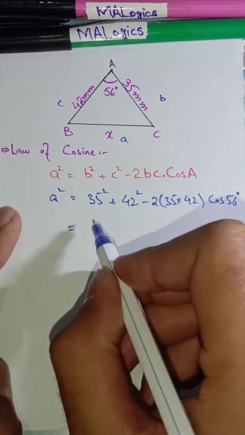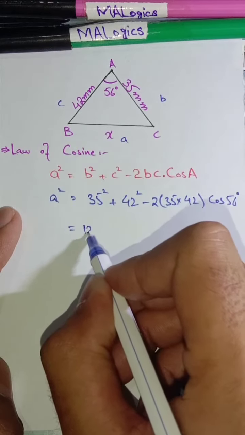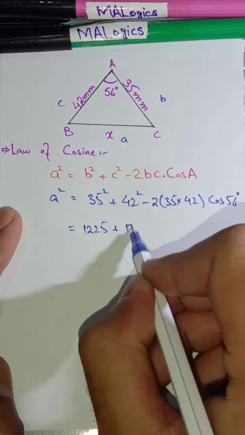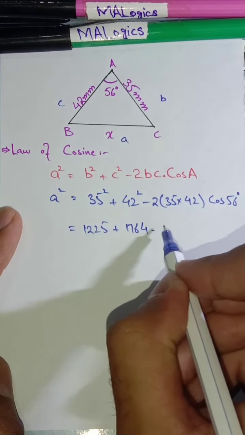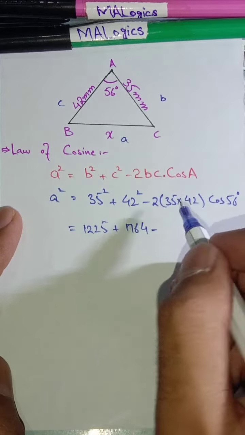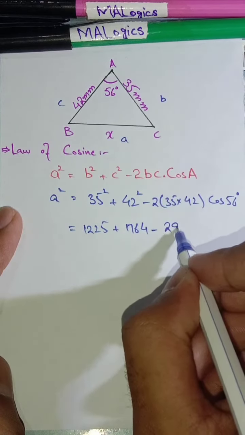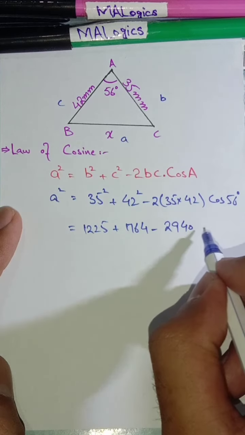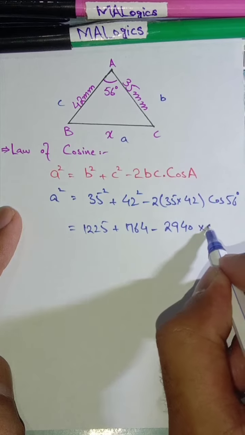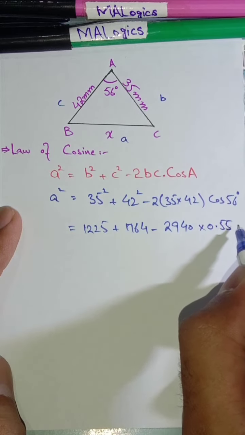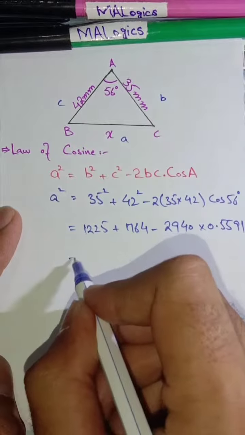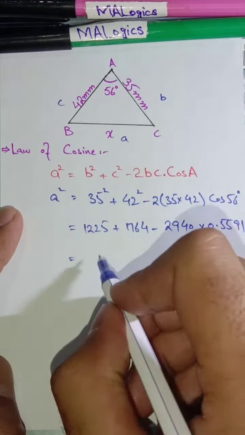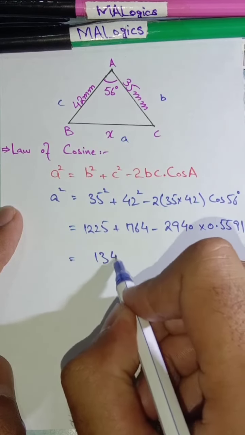So the square of 35 equals 1225 plus the square of 42 equals 1764 minus, multiply all these terms, the answer will be 2940, and the cos 56 value is equal to 0.5591. So add and subtract all these values and the final answer will become 1345.